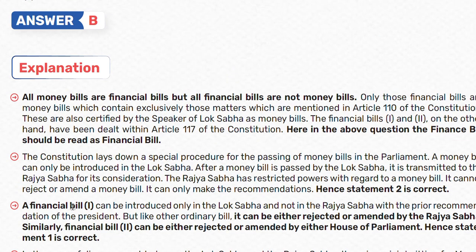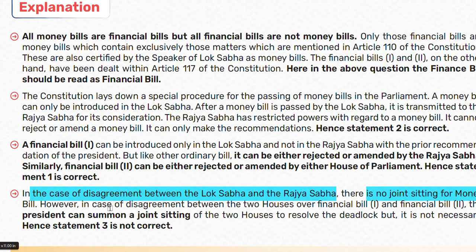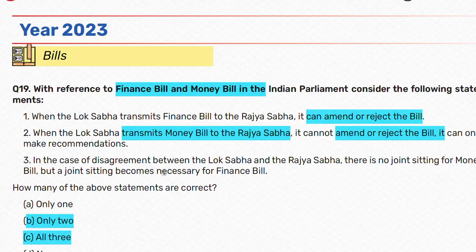Let us see which statements are correct. Statement 2 is correct. Statement 1 is also correct. Statement 3 is not correct. In case of disagreement between the Lok Sabha and Rajya Sabha, there is no joint sitting for a money bill. However, in case of disagreement between the two houses over a financial bill, the President can summon a joint sitting of the houses. It is not necessary, it is not mandatory. So that is the thing. So here you have mandatory, necessary, not necessary.